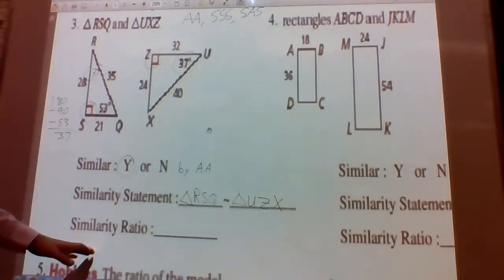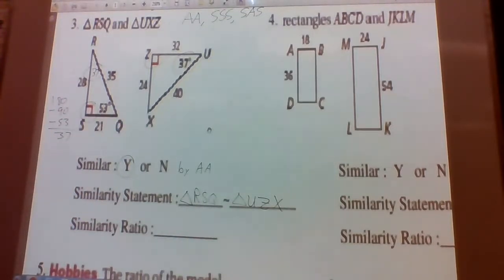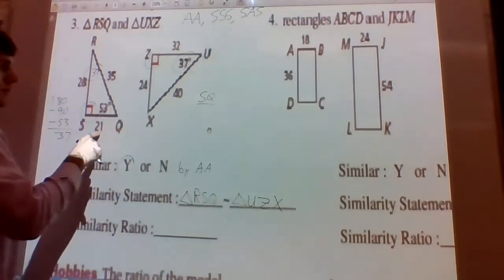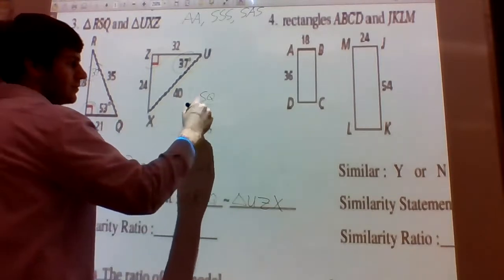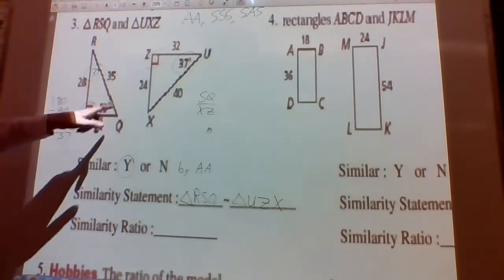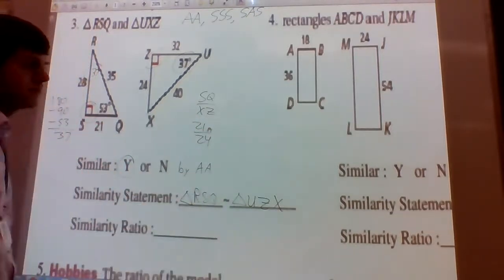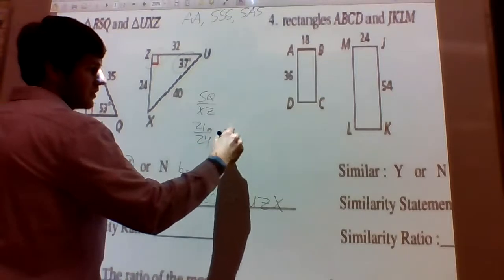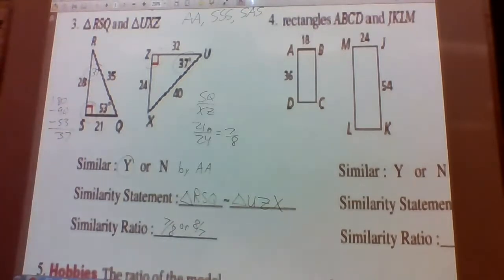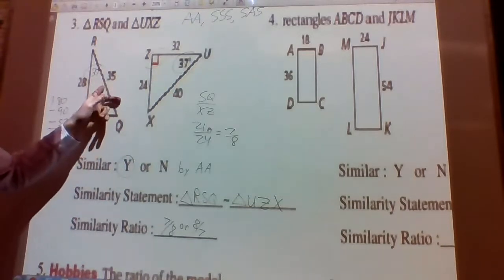Similarity ratio. We want to find the ratio between the sides. So we have to find one side that's proportional. What corresponds with SQ is going to be XZ. These are corresponding sides. Lowest numbers, 21 over 24, which gives us 7/8. So our ratio is 7/8 or 8/7. This triangle is 7/8 the size of this one. This one is 8/7 larger than this one.